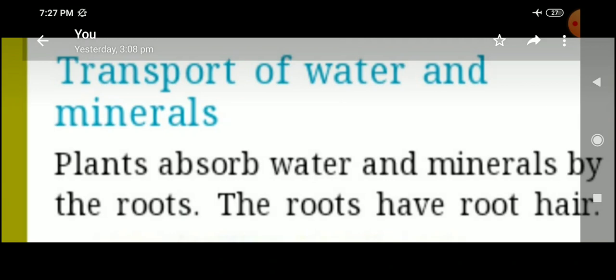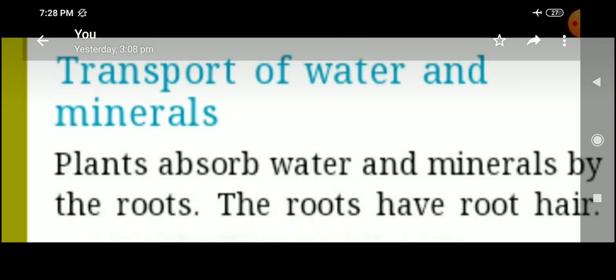Transport of water and minerals. Okay, listen. Transport of water and minerals.